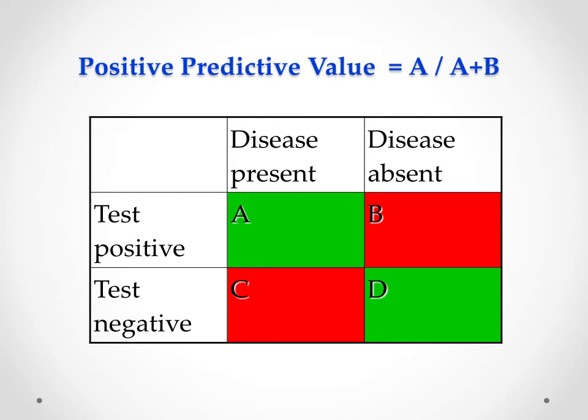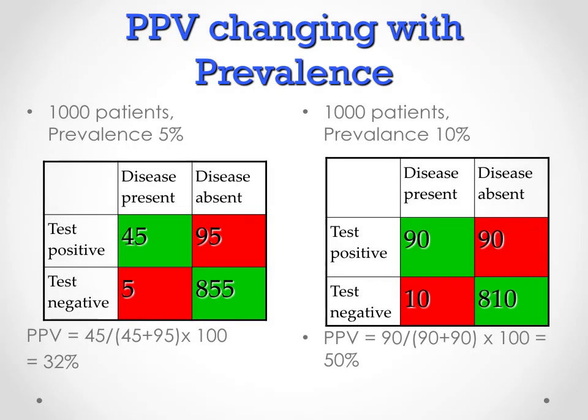In order to show how the positive predictive value changes, you need to take a theoretical example, say of 1,000 patients, in which the test is 90% sensitive and 90% specific. Now watch in this next slide how, if we substitute values for a 5% prevalence and then for a 10% prevalence, the positive predictive value will change.